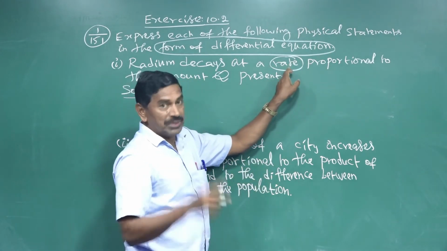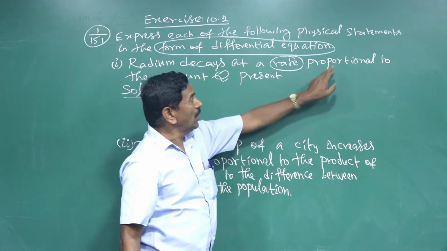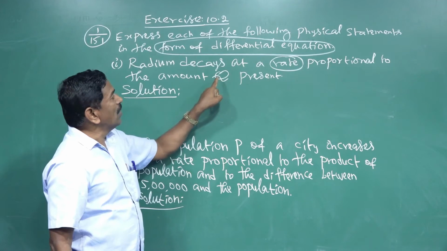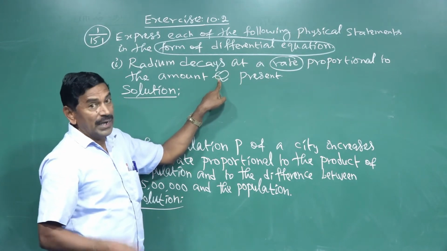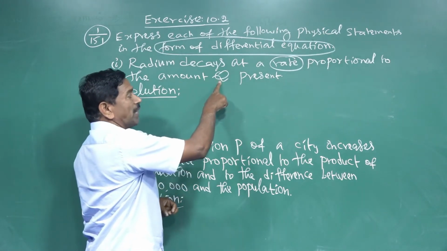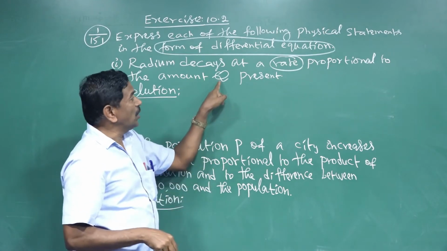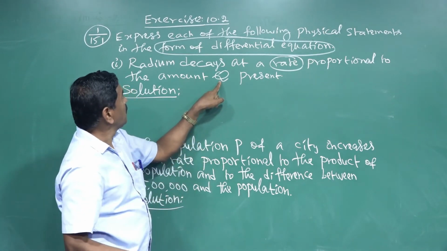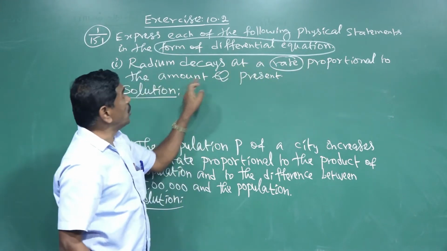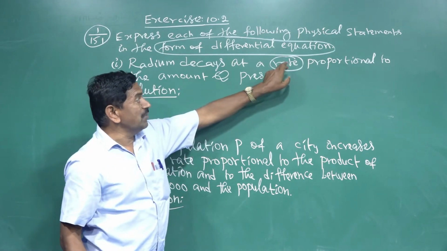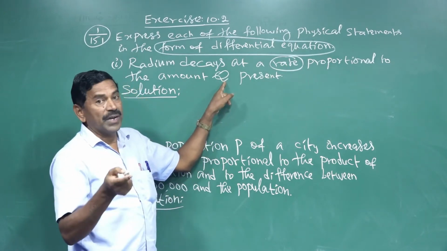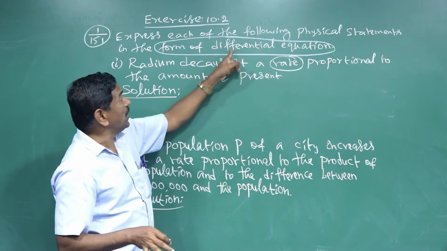There are 4 subdivisions, in which the first one is: radium decays at a rate, meaning differentiate with respect to time t, proportional to the amount q present. Listen, here the amount of radium at any time t is given by q. Radium decays at a rate proportional to the amount q present. Rate means we want to differentiate with respect to time t, and q is the amount of radium at any time t. We want to form the differential equation.